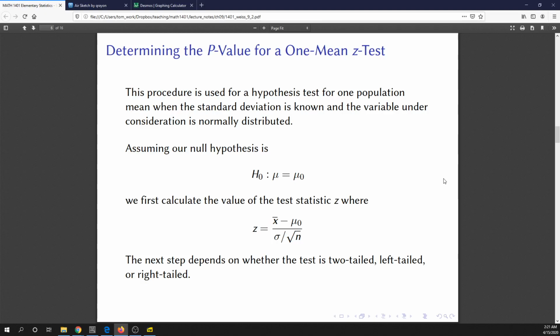Okay, so we're going to talk about how to determine the p-value for one specific type of test, and that's going to be the one mean z-test. This is related to the one mean z confidence interval that we talked about in section 8.2 in our book. You can use this procedure for hypothesis testing to calculate the p-value when the population standard deviation is known, and the variable under consideration is normally distributed.